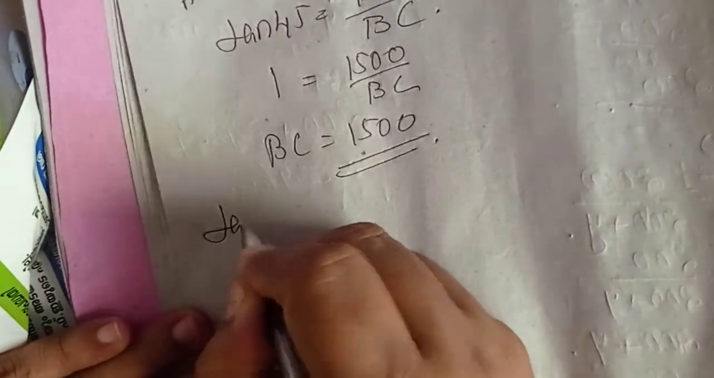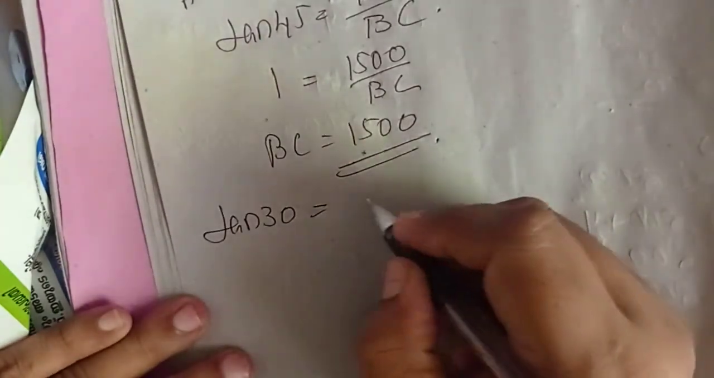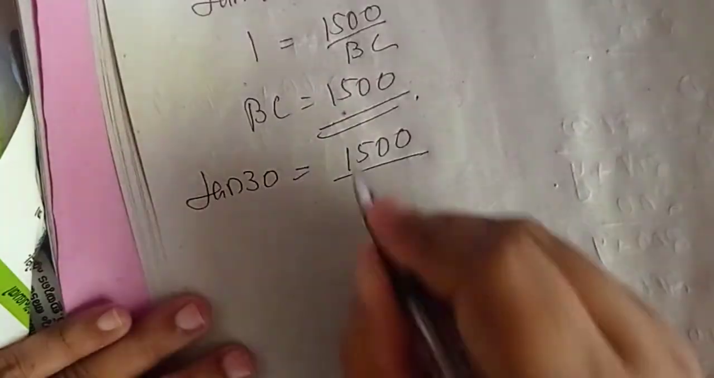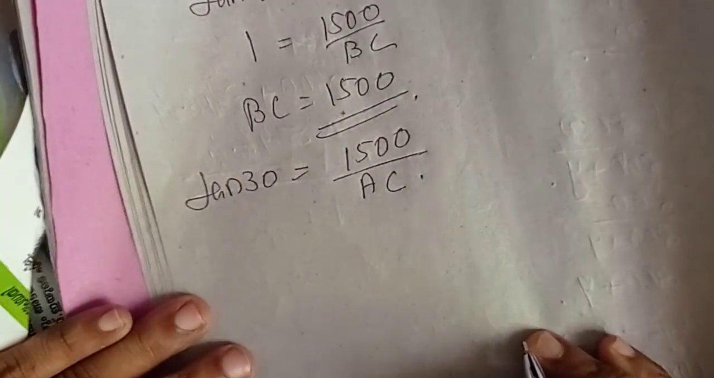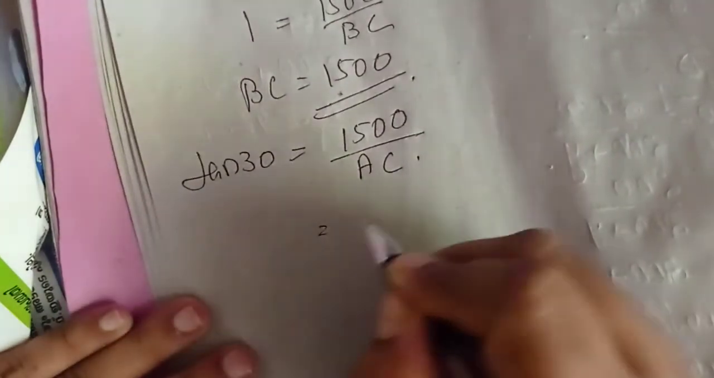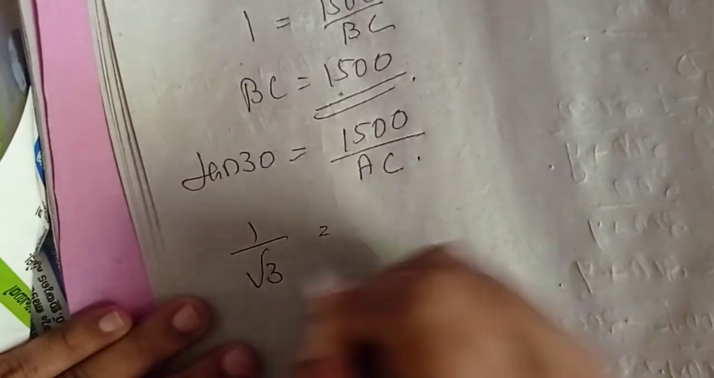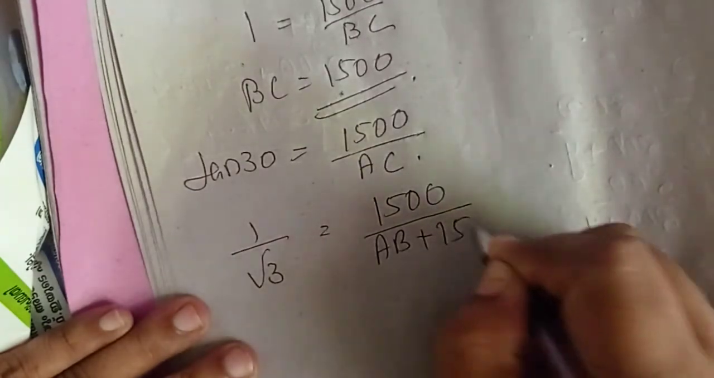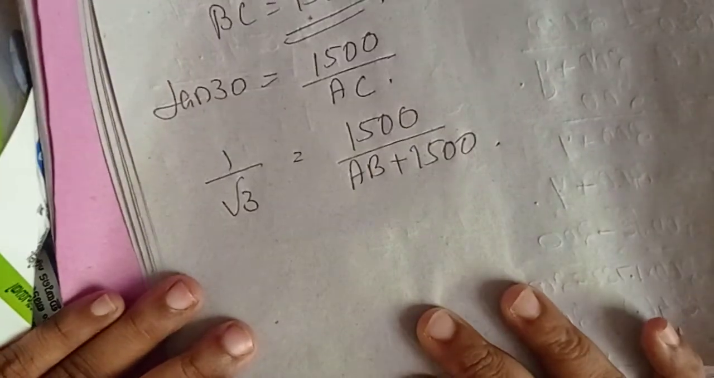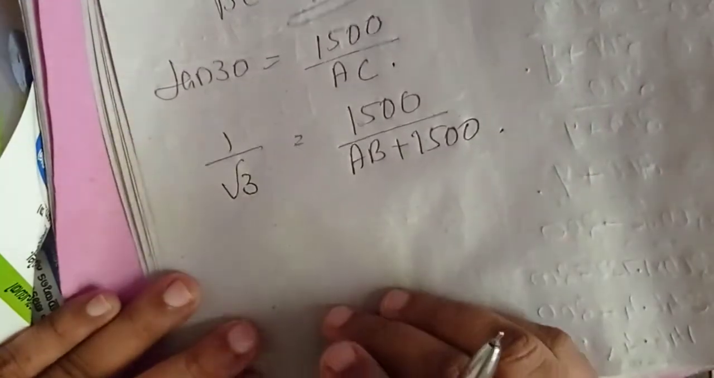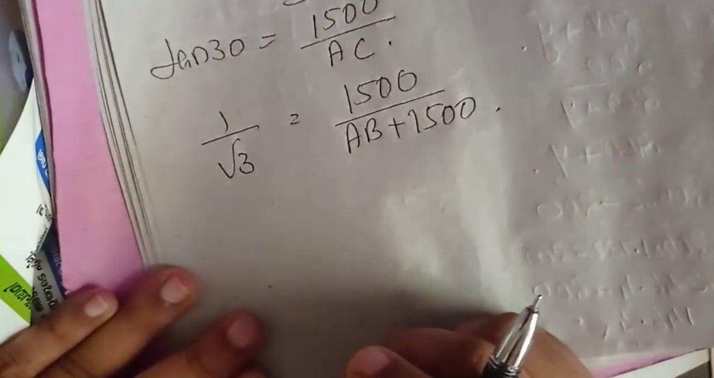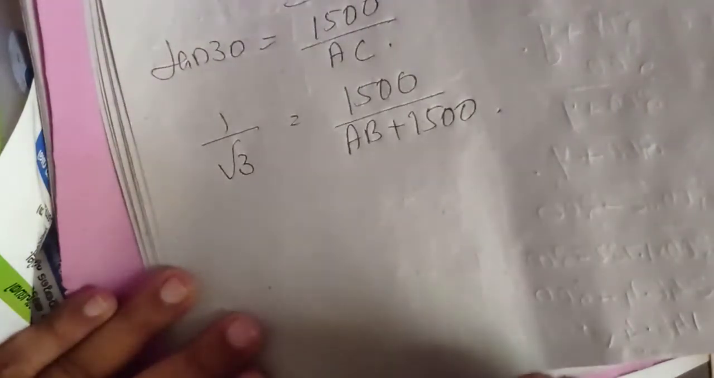Now find tan 30. Say the answer. What is tan 30? 1500 by AC, isn't it? AC actually means AB plus BC. Write all these steps. Therefore you can write 1 by root 3 is equal to 1500 by AB plus 1500. Or you can mark AB as Y. AB means the distance between the two ships.